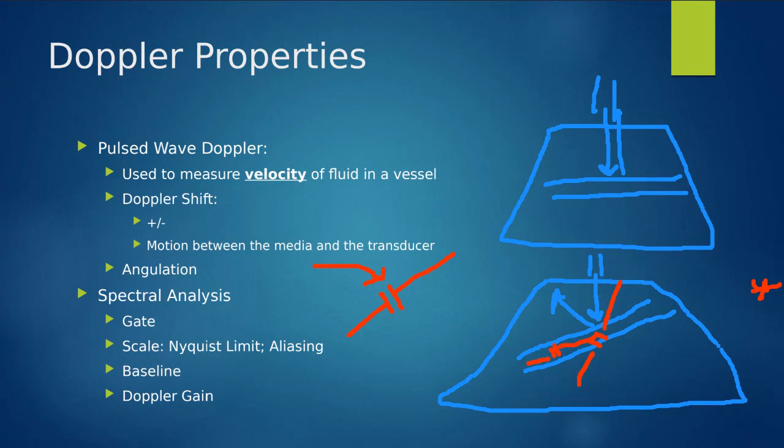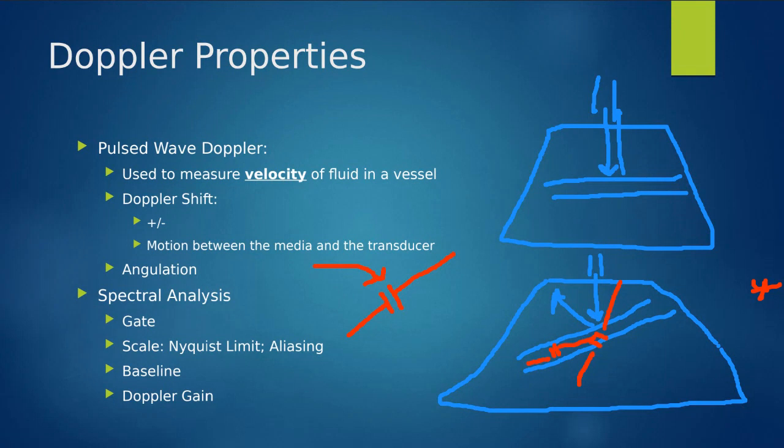Another thing that we have to look at is our baseline. So we are going to see on both of our examples that you can adjust your baseline, and that is going to place your waveform in a particular region in that spectral window. We also want to be aware of our gain. Now, if our Doppler gain is set too high, just like our regular gain, it's going to make everything appear too bright.